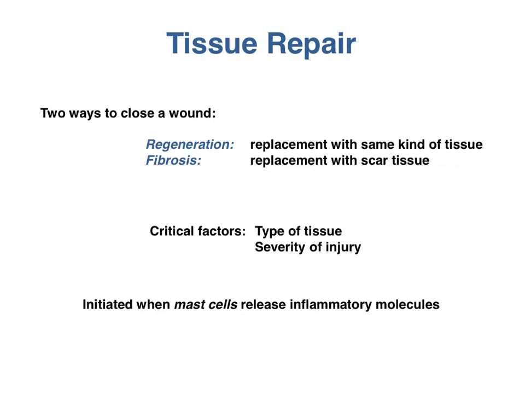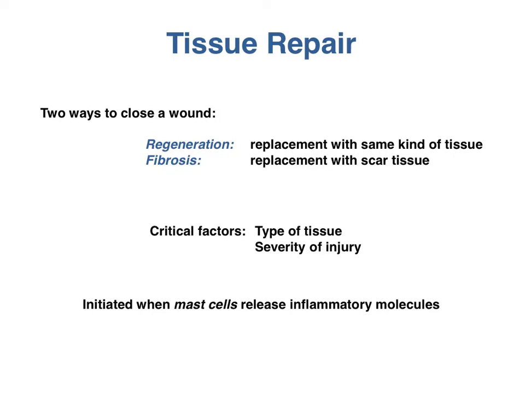A wound leaves you open to the environment. It's an access route for infection. So closing a wound is critical. There are two ways to close a wound. You can either have regeneration, which is replacing the lost tissue with the same kind of tissue, or fibrosis, which is another fancy way of saying a scar.